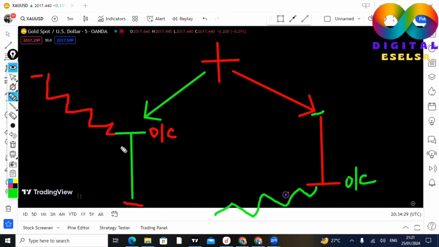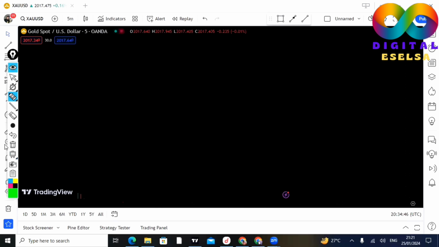Here in the dragonfly doji, you see that the rejection wick is below, showing that the buyers rejected the sellers. But here the rejection wick is above, showing that the sellers rejected the buyers. I hope that is clear.